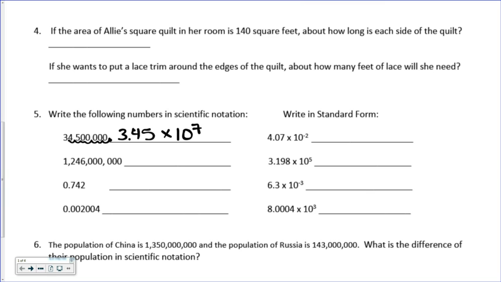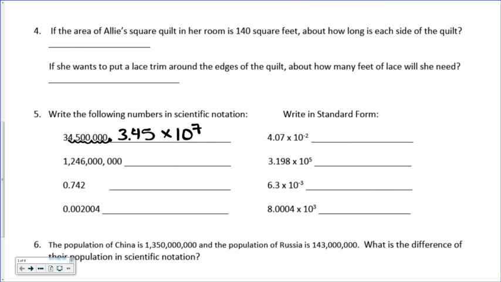Remember, if your number is larger than 10 in standard form, then your exponent is going to be positive. And if your number is smaller than 1 in standard form, your number is going to have a negative exponent. So let's look at the other side. We have a number in scientific notation, and we need to change it to standard form.